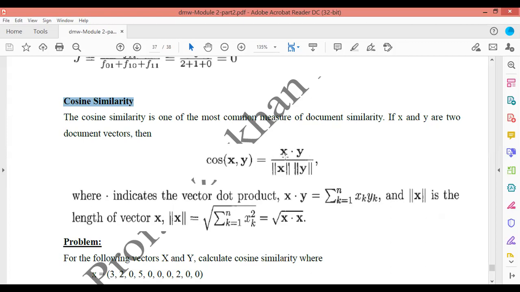And the denominator, we have mod x into mod y. See, mod x we will get by considering the square of each of the attribute values of x, and then adding all those squares and then considering the square root. So mod of x will be the square root of the summation of k equal to 1 to n of xk square. Each and every attribute value will be squared here, and then the sum of that will be considered, and then the square root of that sum. That is going to give you the mod of x. That is nothing but x into x.